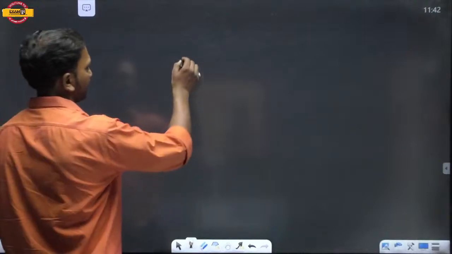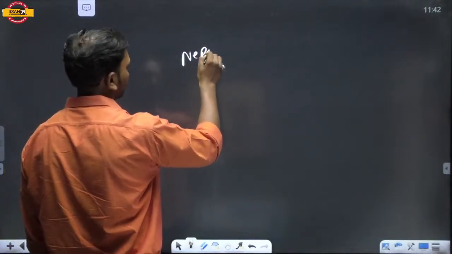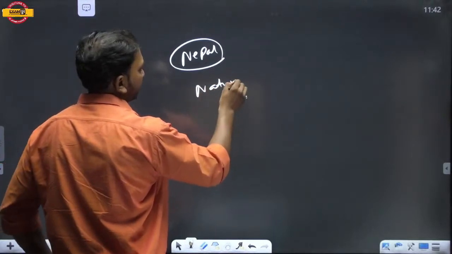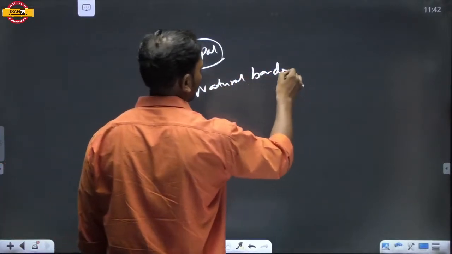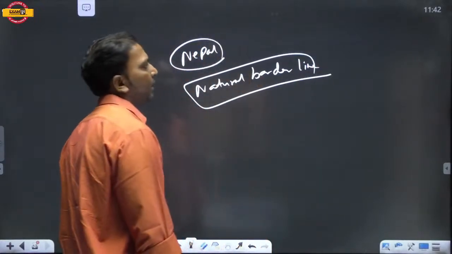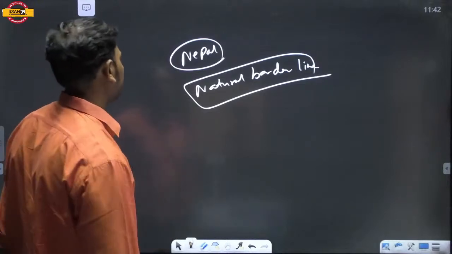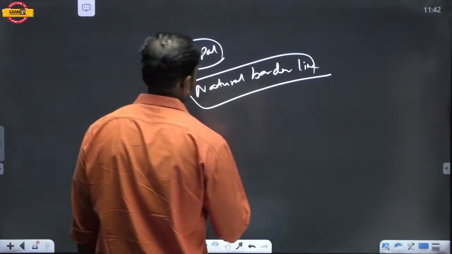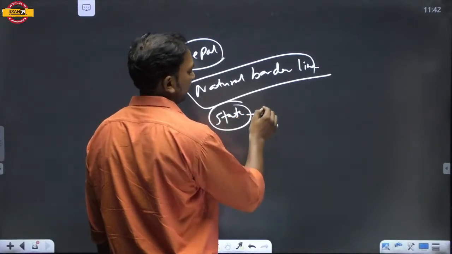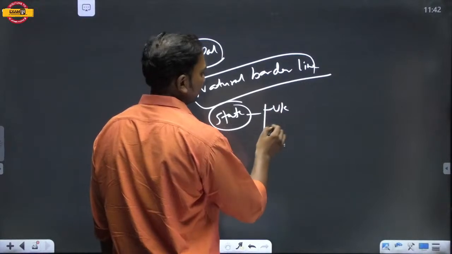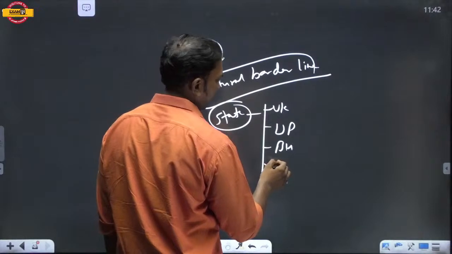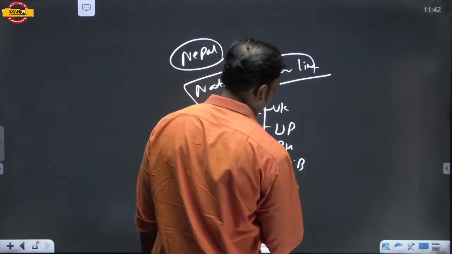Next, Nepal. Nepal has a natural borderline. Natural borderline with Nepal, with Myanmar, and with Bhutan. So the states having a border with Nepal are Uttarakhand, UP, Bihar, West Bengal, and Sikkim.